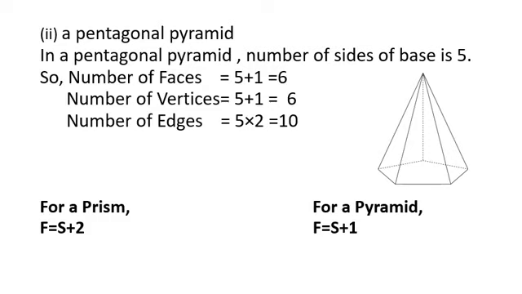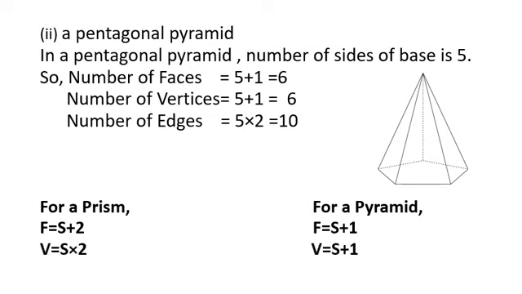We have learnt in the hexagonal prism, the number of faces were 6 plus 2, that is equal to 8. 6 are the number of sides of the base, so 6 plus 2 is 8. In a pyramid, it is a pentagonal pyramid, so it will be 5 plus 1, that is equal to 6, as it is shown above also.